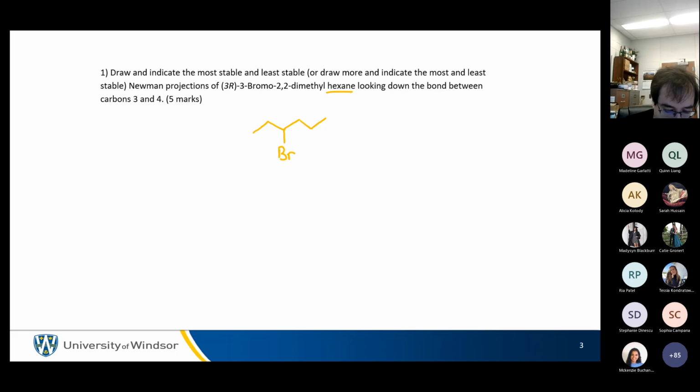And it is a 2,2-dimethyl. So this is our molecule. And what you can actually do is sort of check off and go, okay, I've dealt with the hex, I've dealt with the 2,2-dimethyl, I've dealt with the 3-bromo. I now need to do this 3R thing.